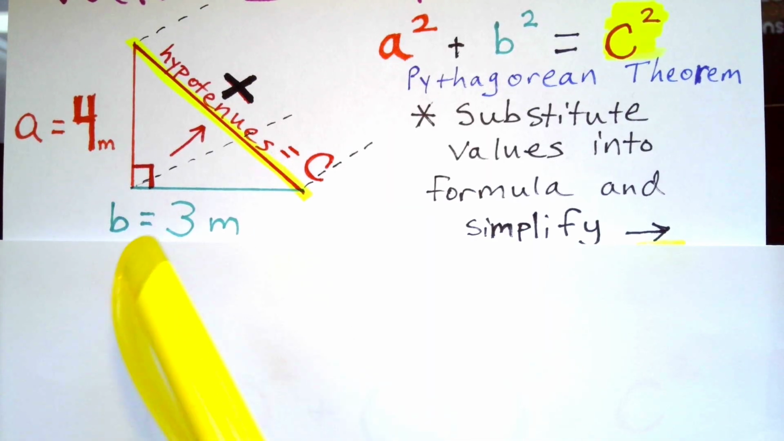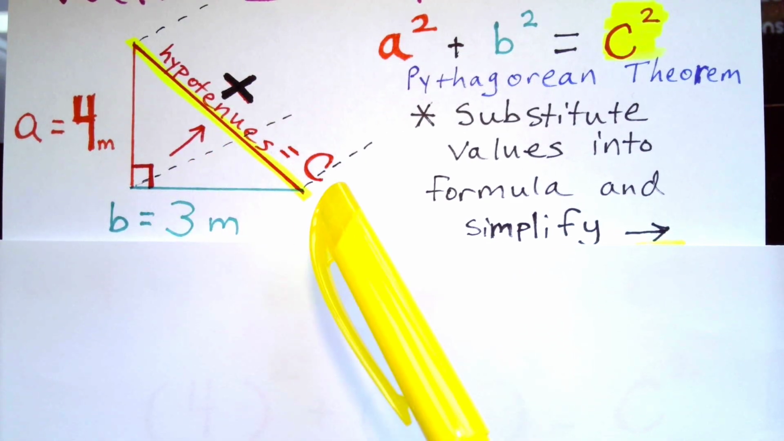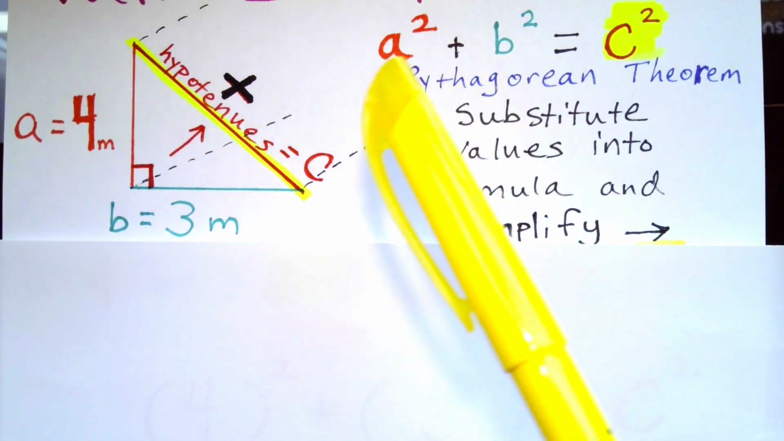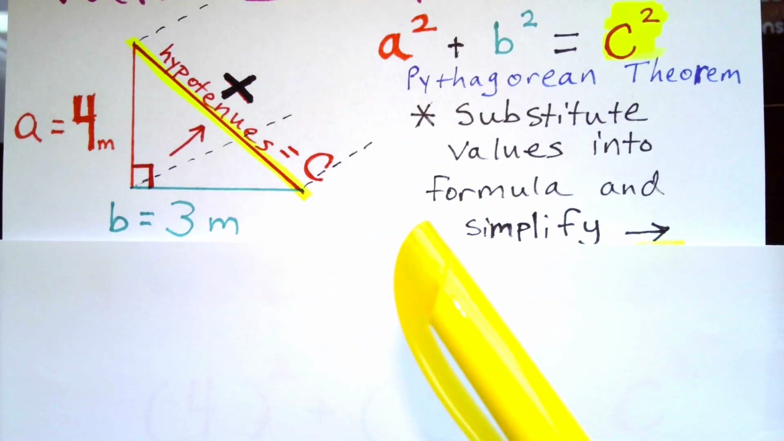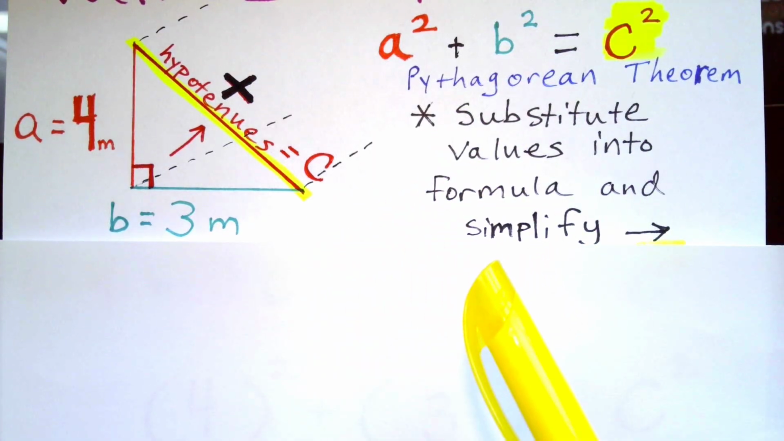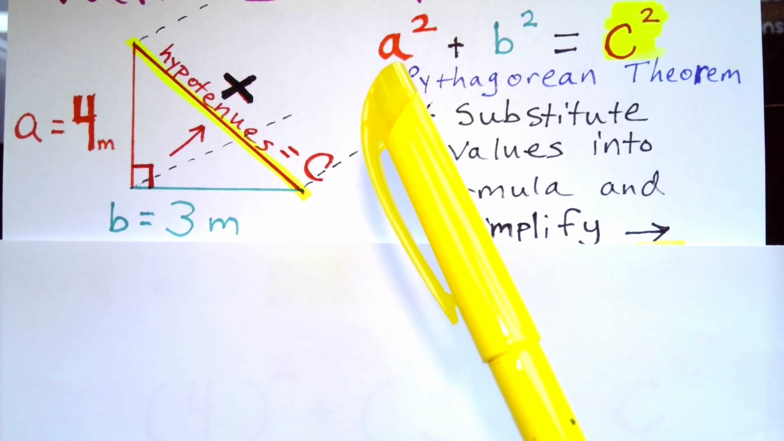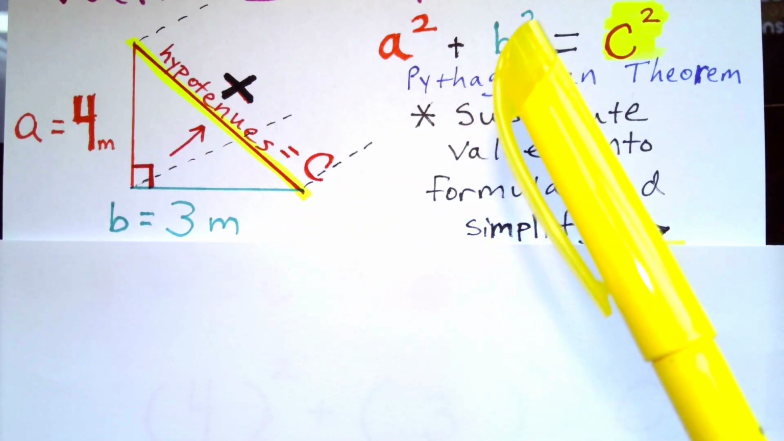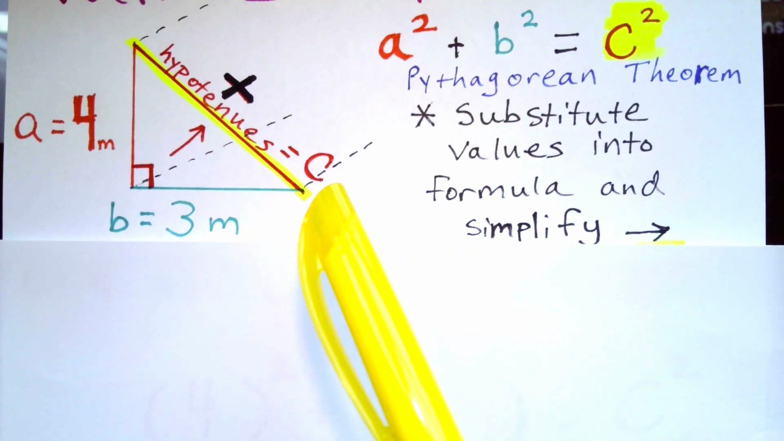So once I label, and again, always, your hypotenuse opposite that right angle is your C. And these values correlate with your formula here, Pythagorean theorem. I probably pronounced that wrong. My tongue gets in the way sometimes. All right, so now we're going to substitute the values into the formula and then simplify. So if A is 4, I'm going to substitute 4 for A. So 4 squared plus B is 3. So I'll substitute 3 and I'll square it. I don't know what my C is. That's what we're trying to find and solve, right?